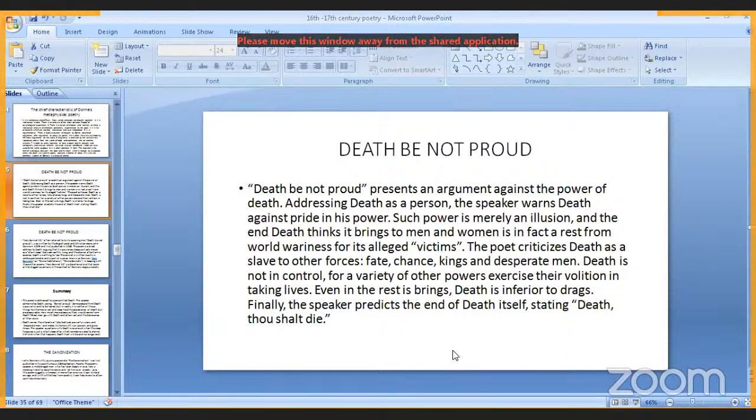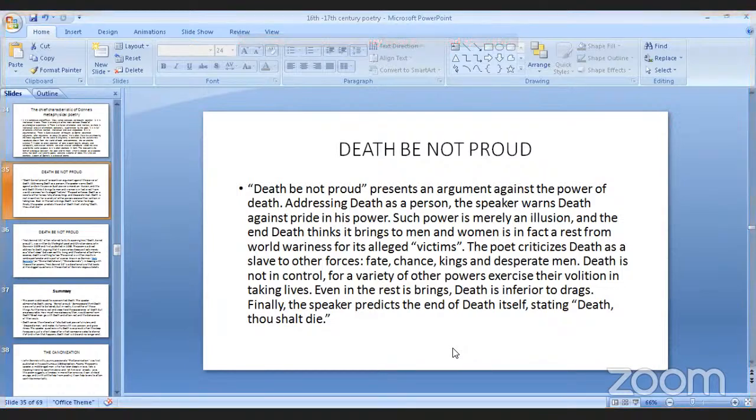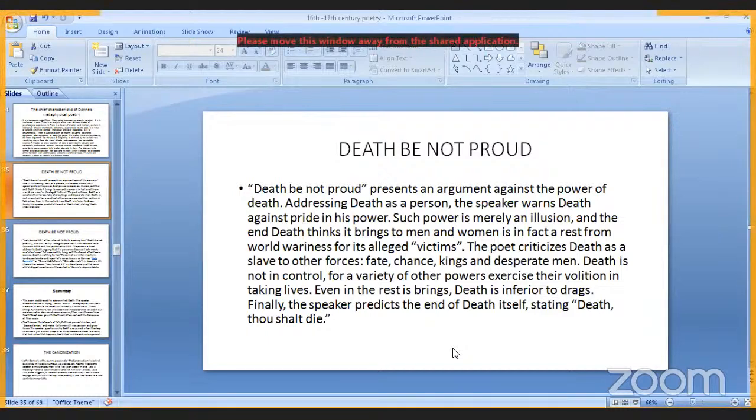Here it goes. Death Be Not Proud by John Donne. See, this is again the unusual thing. You know, he is kind of addressing it to death. Death is a metaphor here. He says, hey, you don't be. I mean, it's been personified, right? Death Be Not Proud. So he presents an argument in this poem against the power of death.